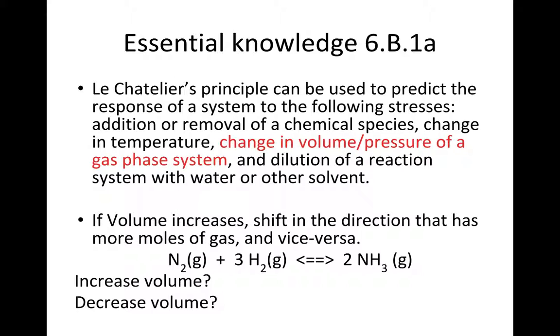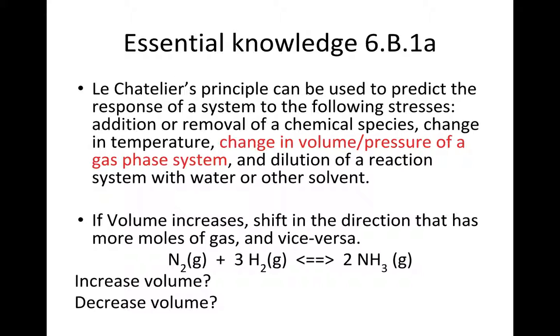Le Chatelier's principle can also be used to predict the effect of changing the volume of a gas phase system. Of course, changing the volume will also change the pressure. If we look at N2 plus 3H2 makes 2NH3, if we were to increase that volume, the pressure would decrease. In order to partially counter that effect, this reaction would shift left, because N2 plus 3H2 is 4 moles of gas and 2NH3 is only 2 moles of gas. 4 moles of gas would help raise the pressure back up. By replacing 2 moles of gas with 4, you increase the pressure.